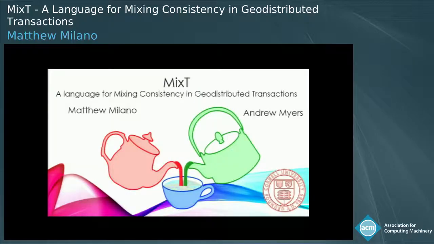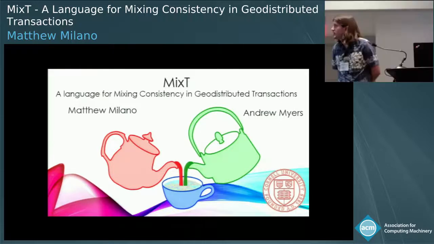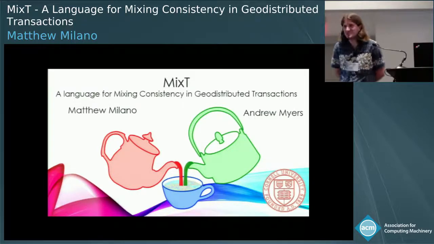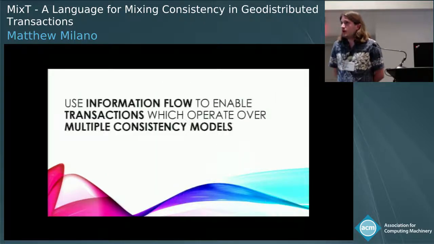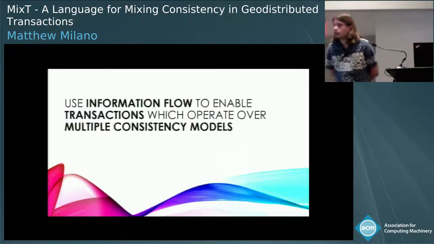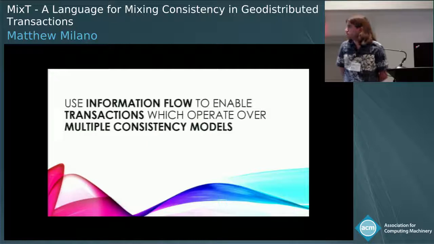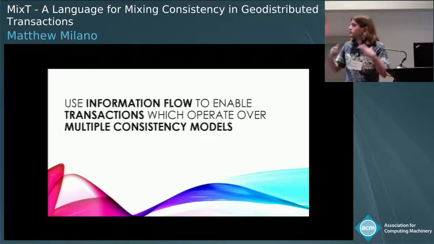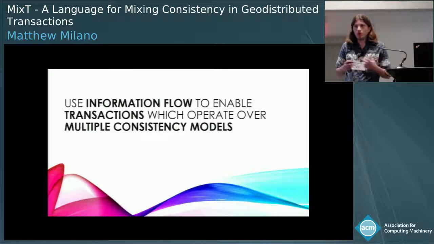Hello, everyone. As mentioned, I'm Matthew Milano, and I'm here to talk about a language for mixing consistency in geodistributed transactions. We have quite a lofty goal. We want to use information flow to enable transactions which operate over multiple consistency models. What could that possibly mean?